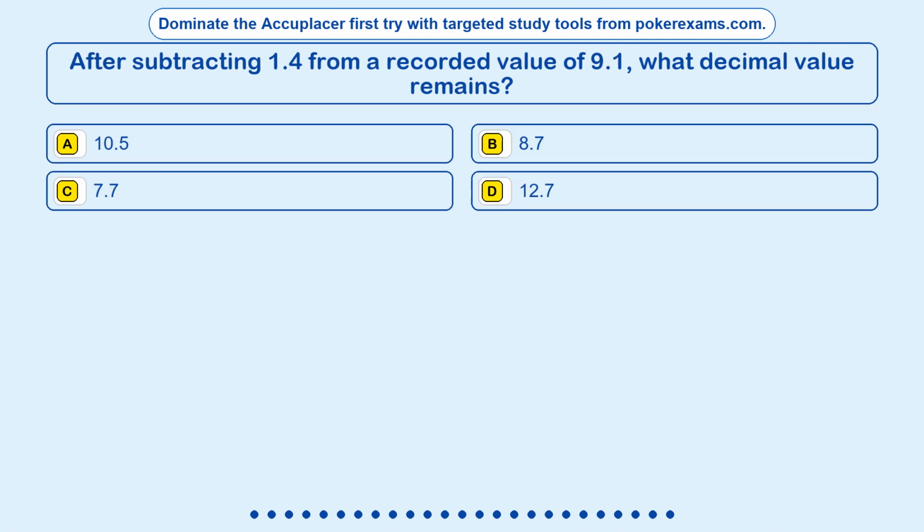Question 3. After subtracting 1.4 from a recorded value of 9.1, what decimal value remains? Option A, 10.5. Option B, 8.7. Option C, 7.7. Option D, 12.7.